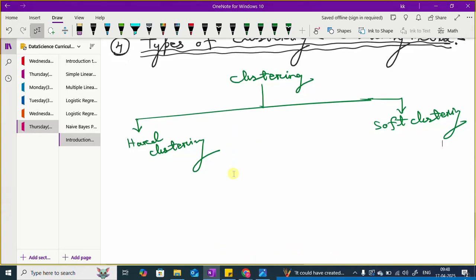What do you mean by that? Let me take an example. Let's say here is a data point present. Here is a data point present. Here is also a data point present, and here also, here also, and here also. Similarly, let me draw the picture like this.